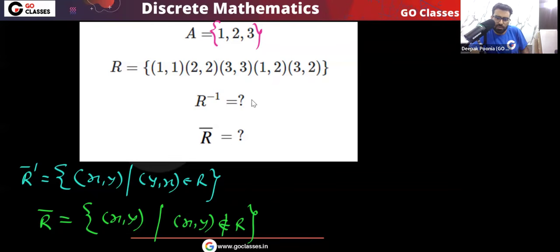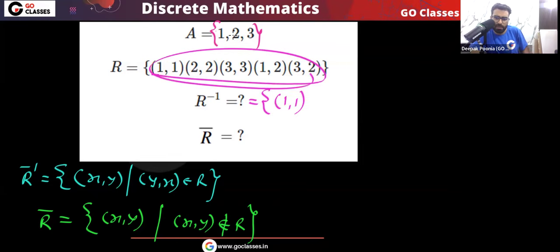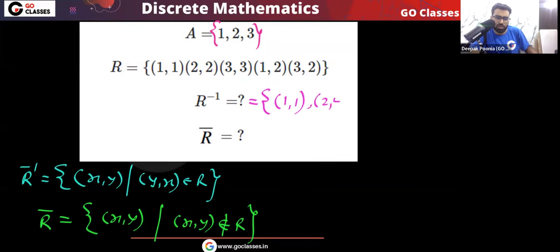Okay. So here you tell me what will be R inverse. To get R inverse, you just swap the elements in every ordered pair belonging to R. So it will be 1 1, 2 2, and 3 3. Then if I swap the elements in this ordered pair, it will become 2 1, and 2 3. Okay, 2 1, 2 3. That's it.